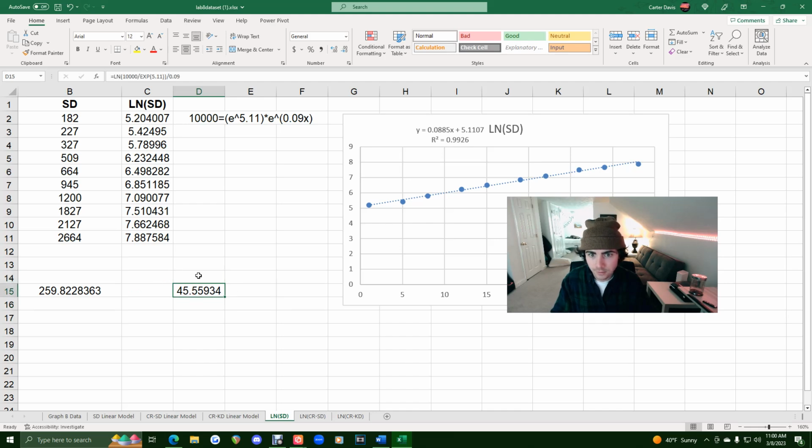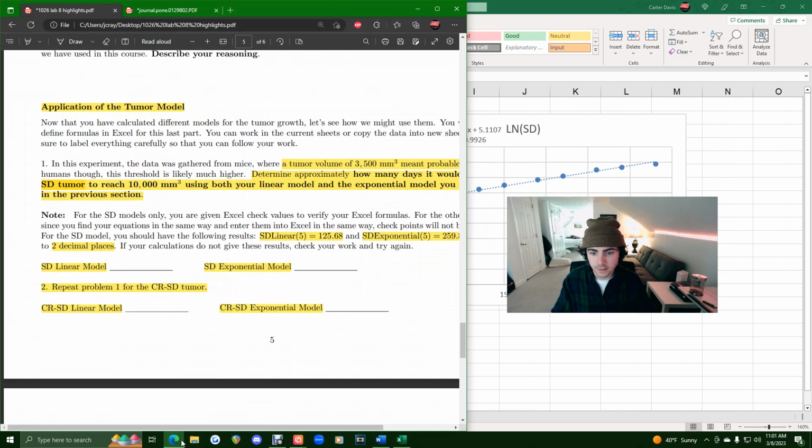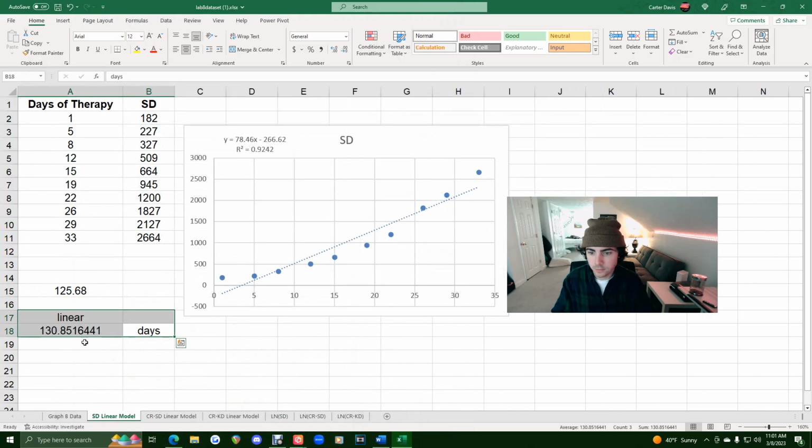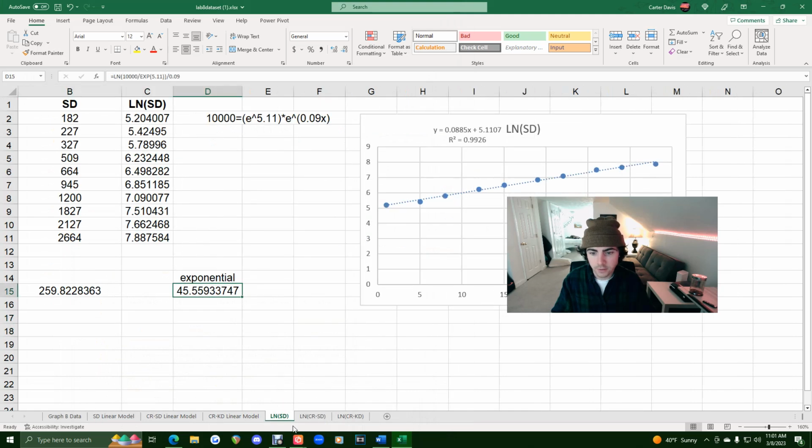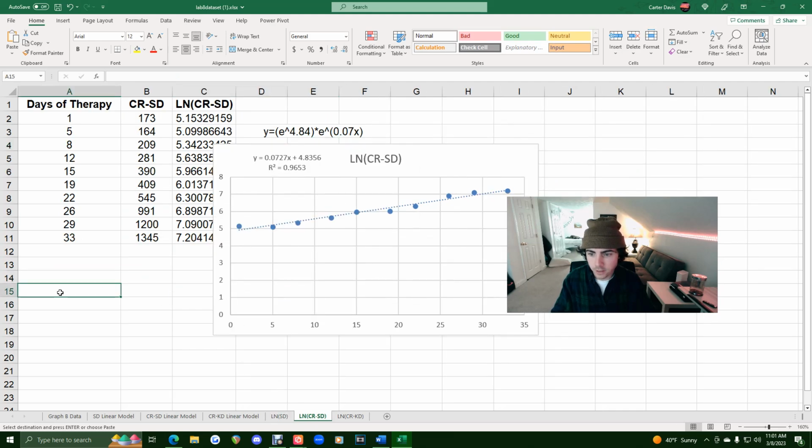So, praying that I did that right. This is for the exponential. It's going to take 45 days, which is bonkers, because we said 130 for the other. Okay, let's keep going. We're going to copy the same equation. It's going to take that many days. We're going to do the same format for the others.